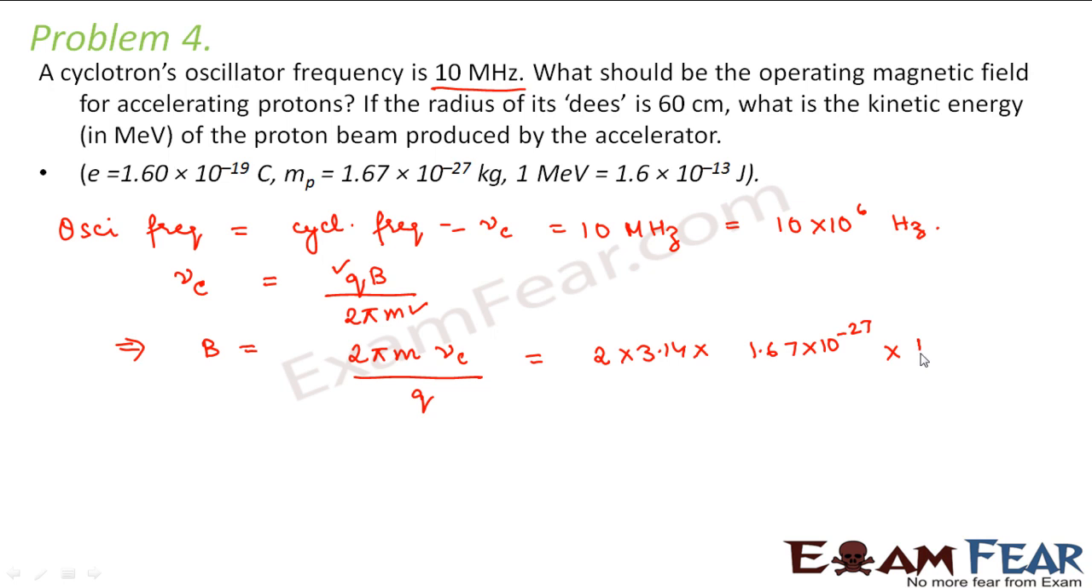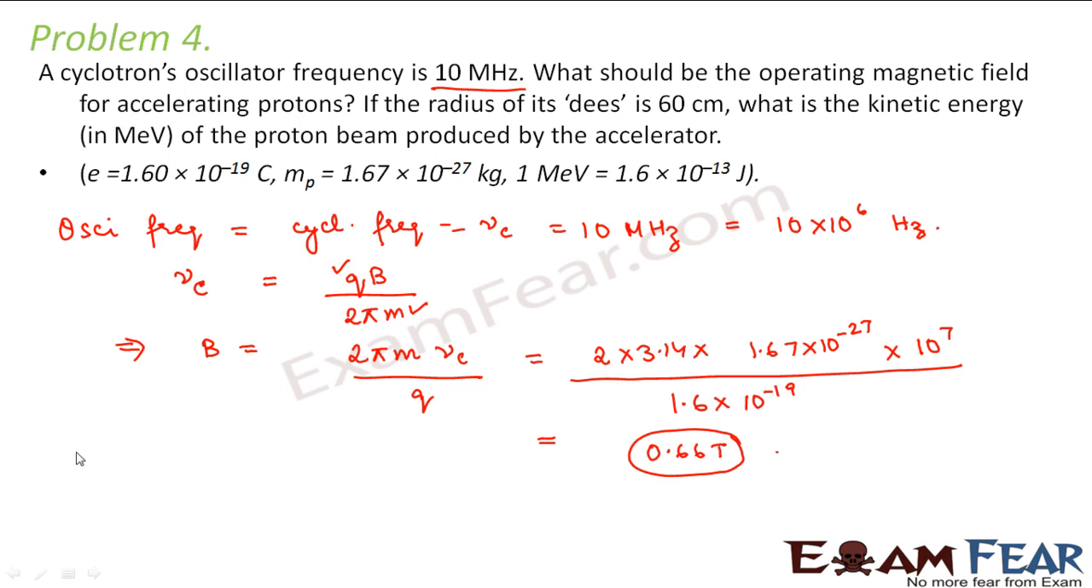Nu c is the cyclotron frequency, which is 10 to the power 7 hertz. Charge is the charge on proton, which is 1.6 into 10 to the power minus 19. So this value comes out to be 0.66 Tesla. So this is the value of the magnetic field which has to be applied for accelerating the protons. Now here it says that the radius of the Ds is given as 60 centimeter. Calculate the kinetic energy. Now I told you in that slide what would be the kinetic energy of the protons which will come out of the cyclotron.